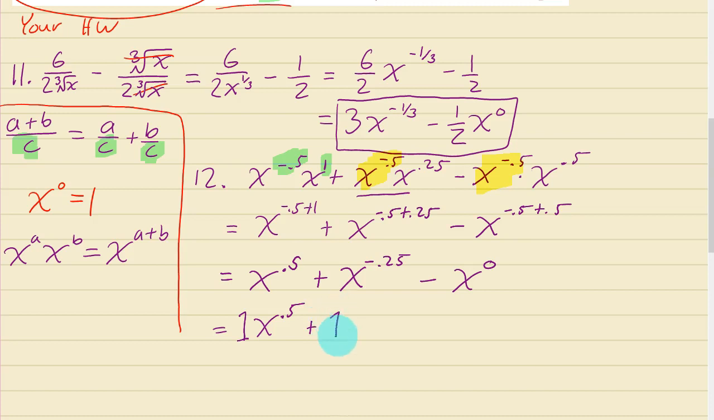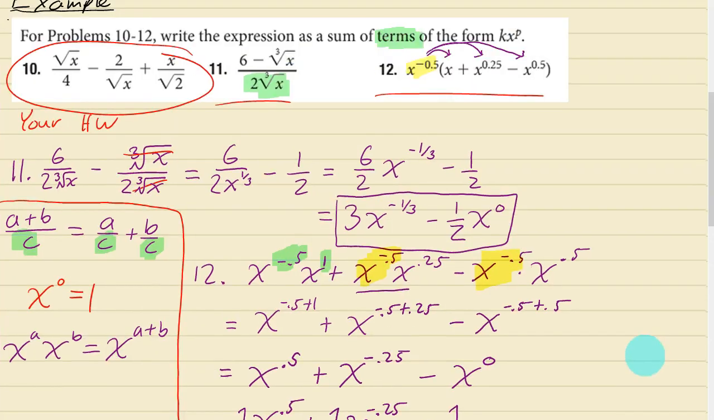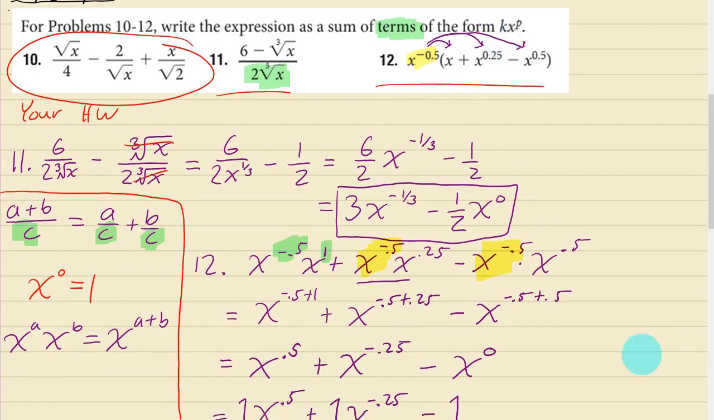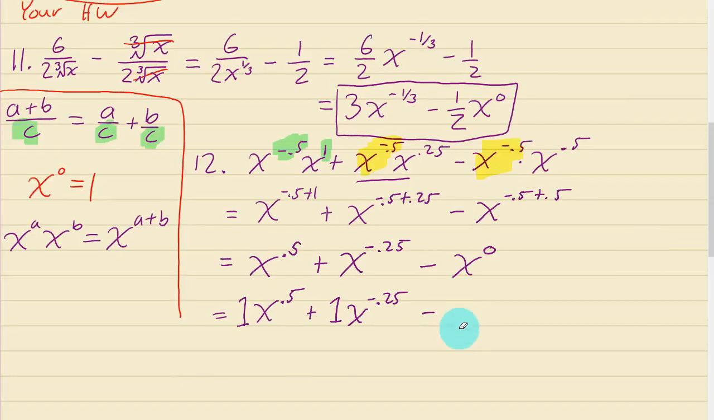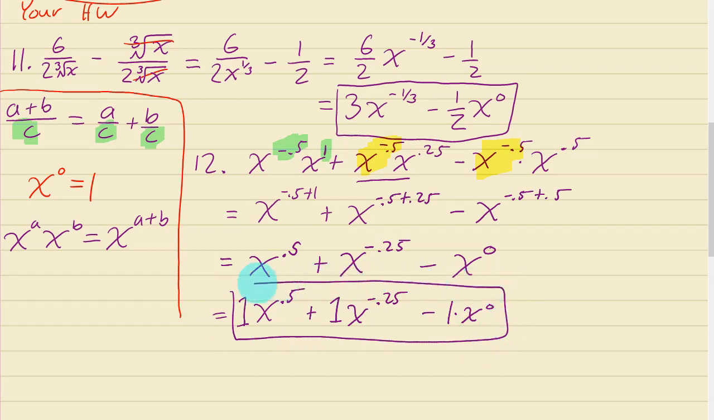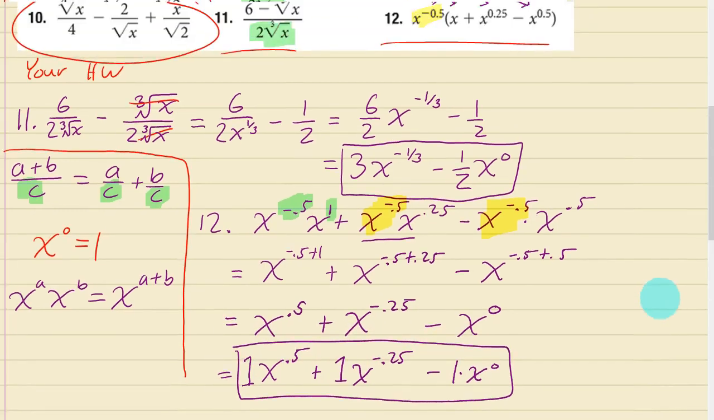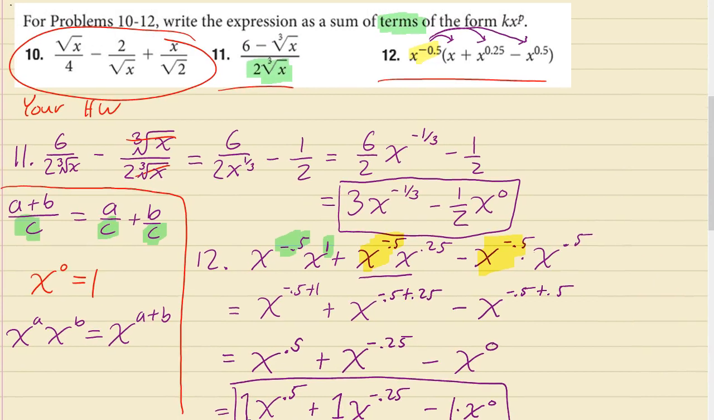Here you have this plus 1 times x to the negative 0.25. And anything to the power 0 is always 1. So you could either just write it as the number 1, or if you're really trying to follow the rules and write it as a number times x to a power, instead of writing 1 there, you would write that as 1 times x to the 0. Anyways, that's what 11 and 12 are like. I'll leave 10 to you when you get to the homework.